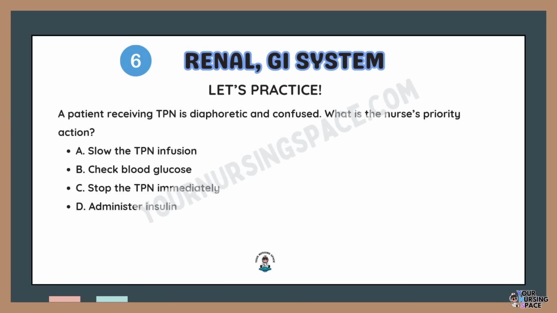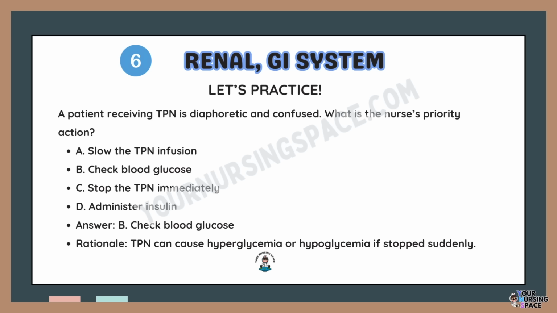Last one, a patient receiving TPN is diaphoretic and confused. What is the nurse's priority action? A. Slow the TPN infusion. B. Check blood glucose. C. Stop the TPN immediately. D. Administer insulin. The answer is B. Check blood glucose. TPN can cause hyperglycemia, or hypoglycemia if stopped suddenly.